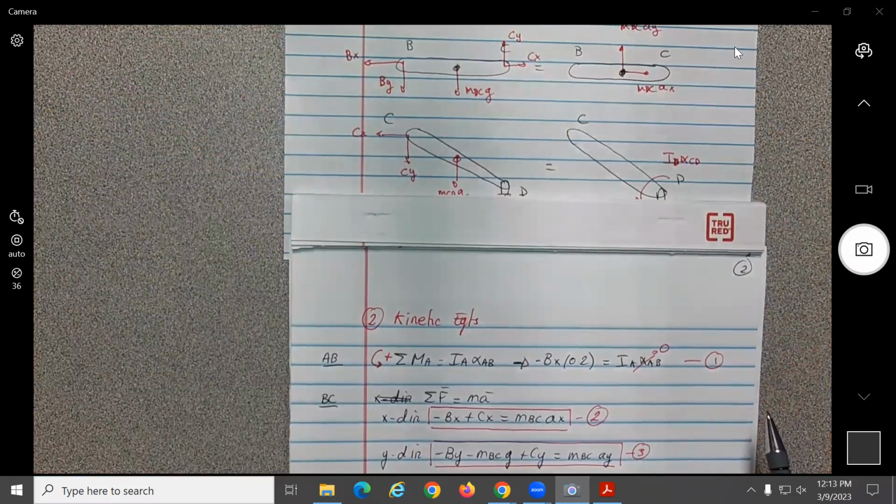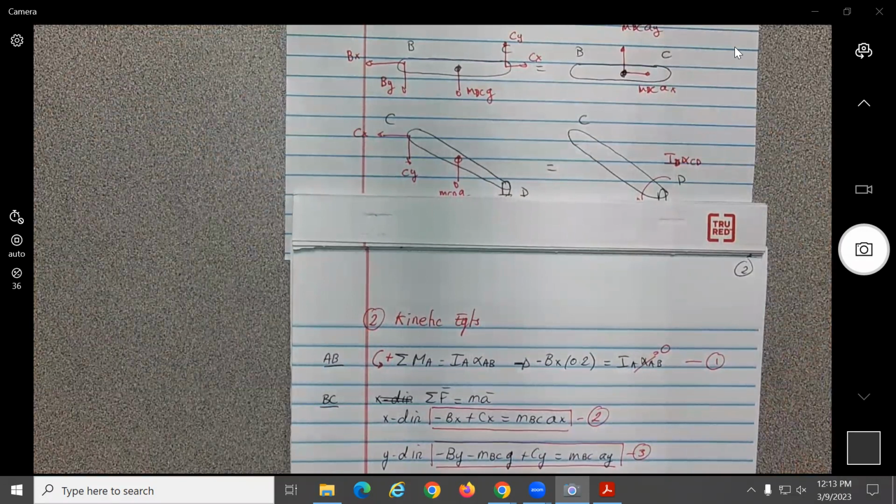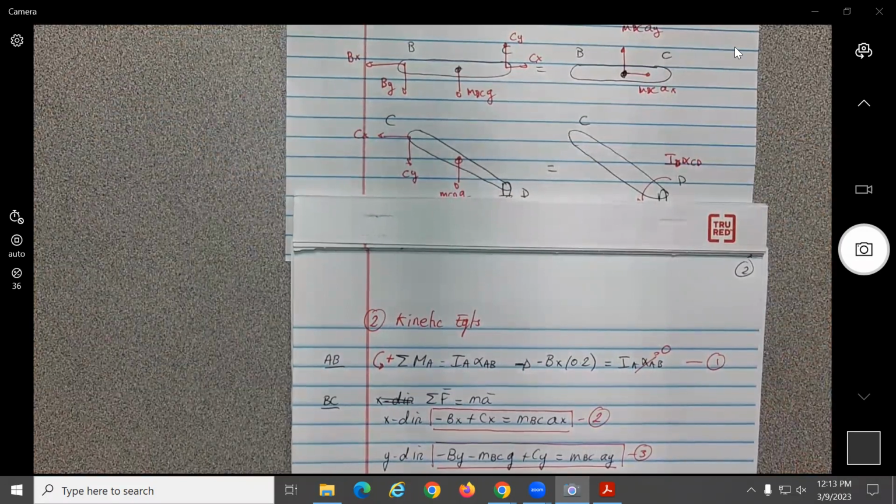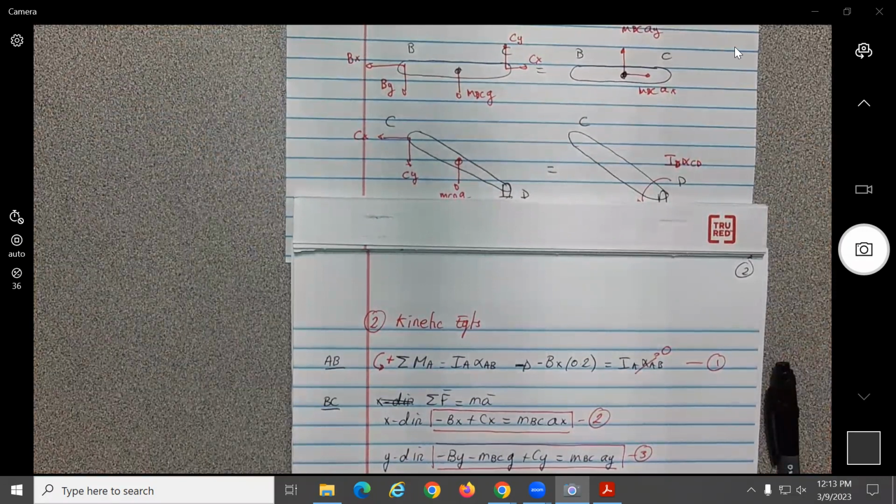Yeah. So that's it, no? And this should be equal to ICG alpha. This will be of what? Alpha of the bar BC. So we need to add BC over here. Alpha BC. Yes.